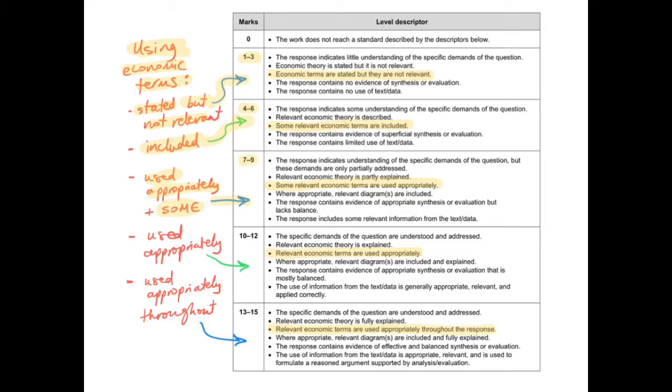If you have included relevant terms and used them appropriately most of the time, that's level 4, 10 to 12 marks. If you have included relevant economic terms and used them appropriately throughout the whole response, that's level 5. So to access level 5, which I'm assuming everybody is aiming for, you want to make sure that the relevant economic terms are all included and that they are used appropriately throughout the response.